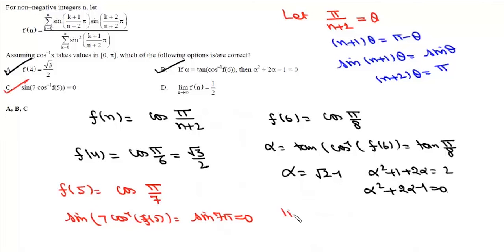And then the limit n tends to infinity, f_n will be the limit n tends to infinity of cos(pi upon n plus 2). Now this is cos 0 and cos 0 is 1. So option D is incorrect. So the correct options are A, B and C.